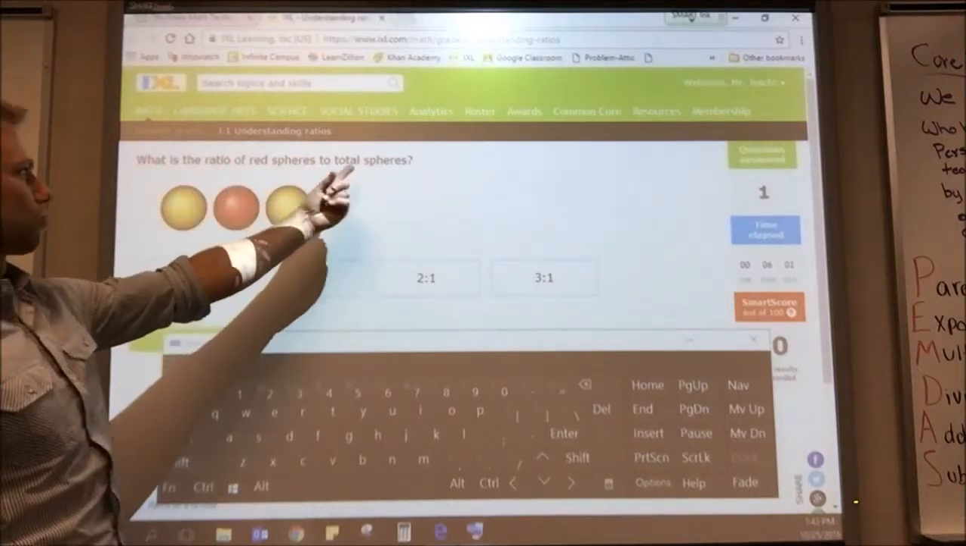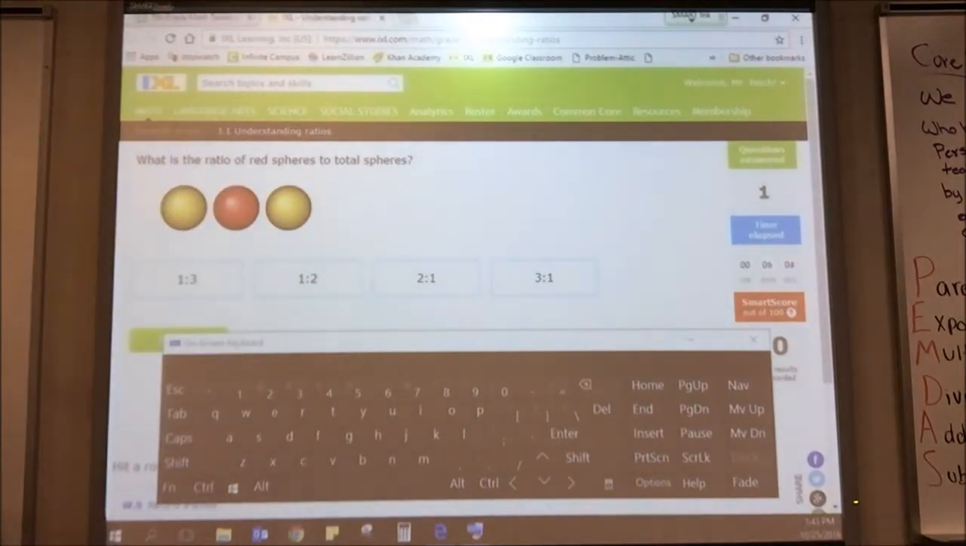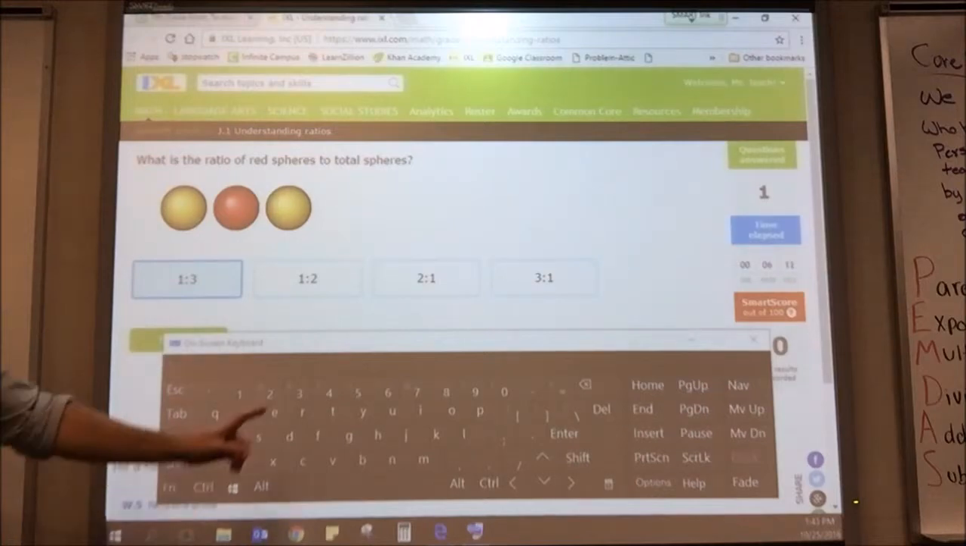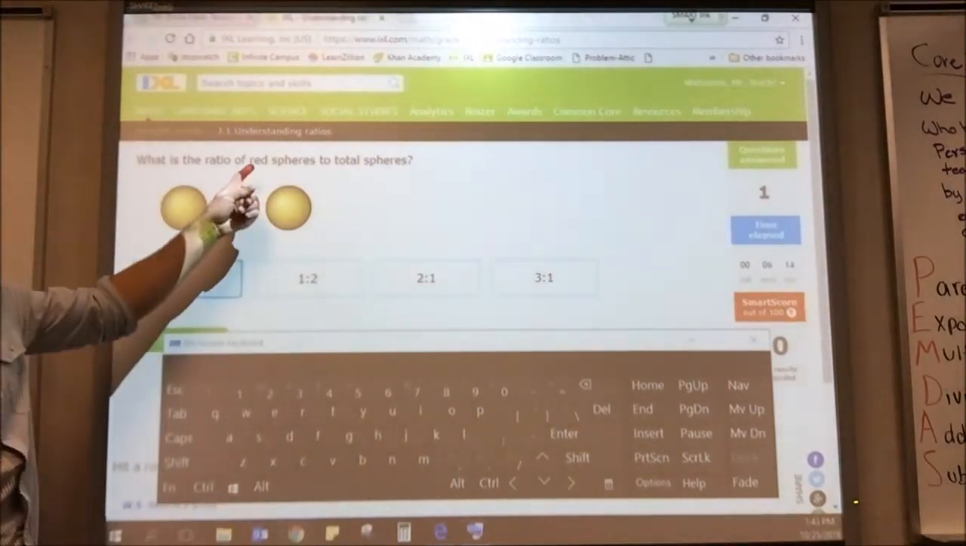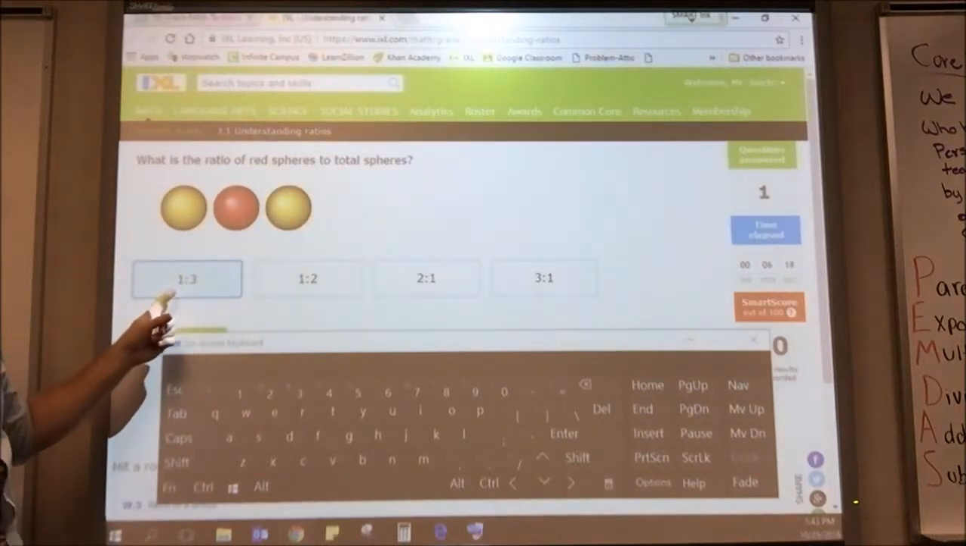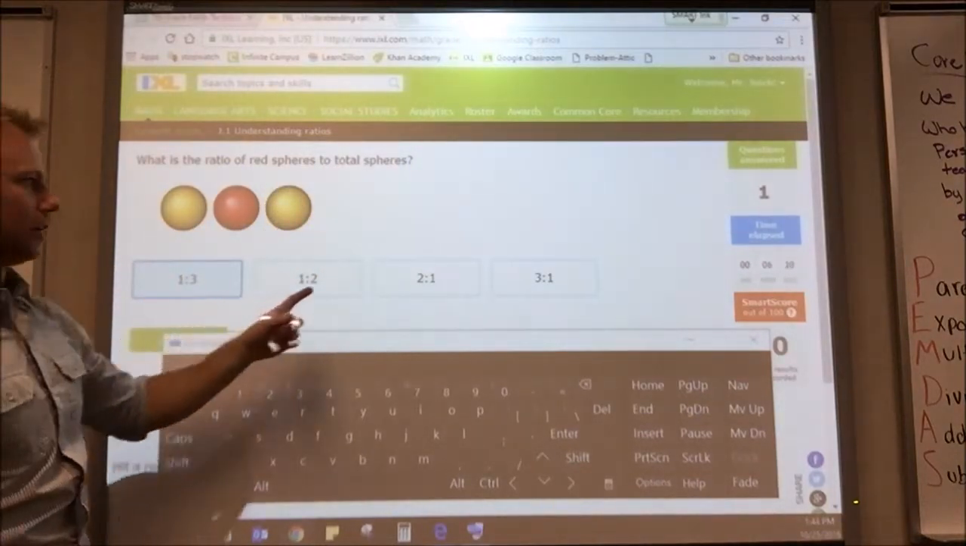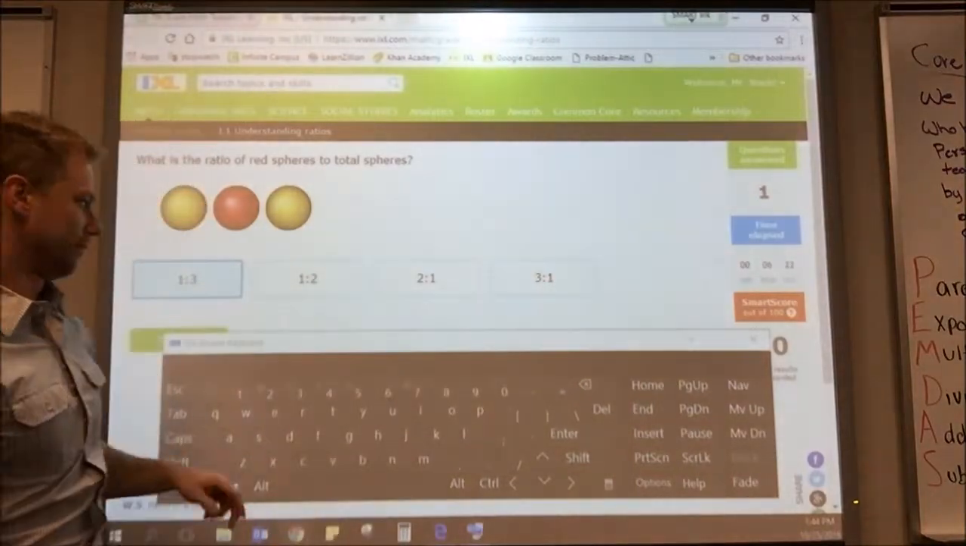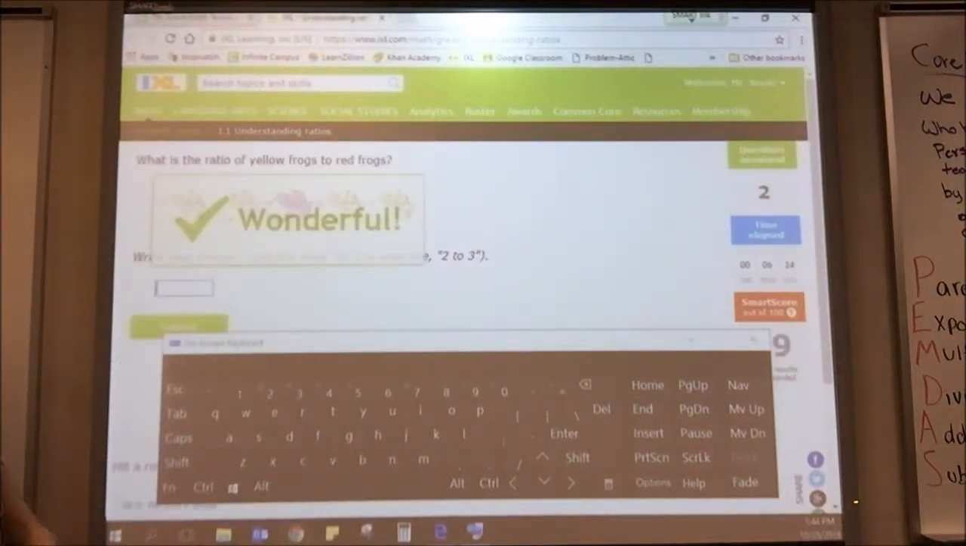What is the ratio of red spheres to total spheres? There's 1 red out of a total of 1, 2, 3. So it would be 1 to 3. It wouldn't be 3 to 1 because they asked for red first and then total. So it has to be the number of red first and then the total. This would be the total and then red. We need to go in the correct order.